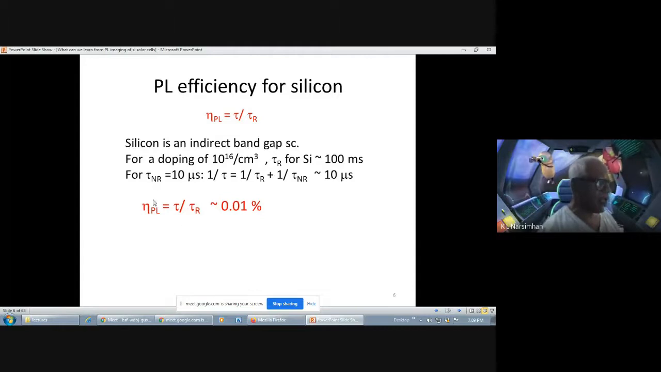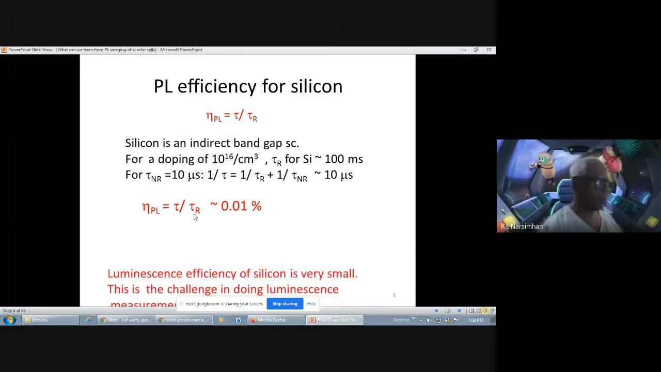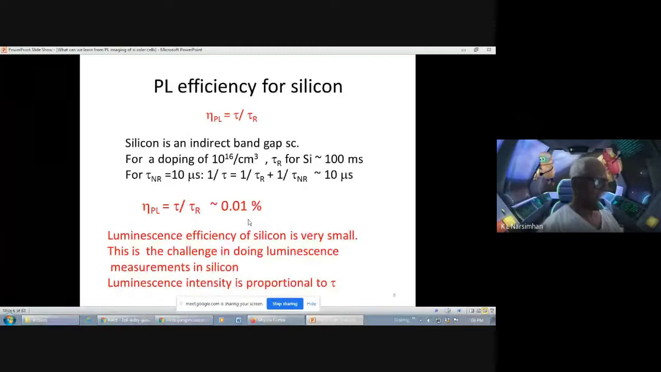quantum efficiency is, and of course that's really proportional to tau. So the luminescence efficiency of silicon is very small, and this is where the challenge of doing luminescence measurements in silicon is. And you should just remember that the luminescence intensity is just proportional to the lifetime.